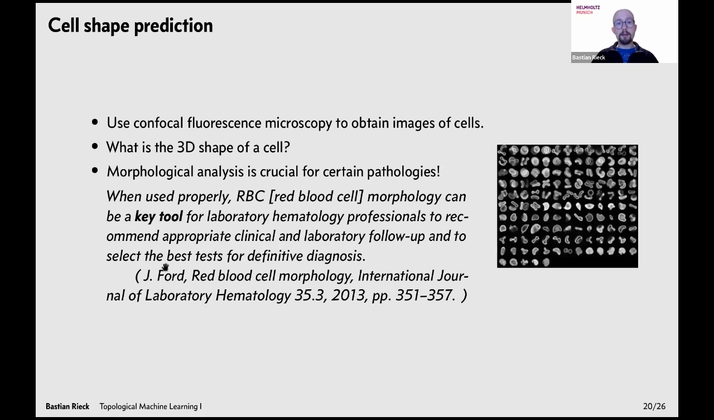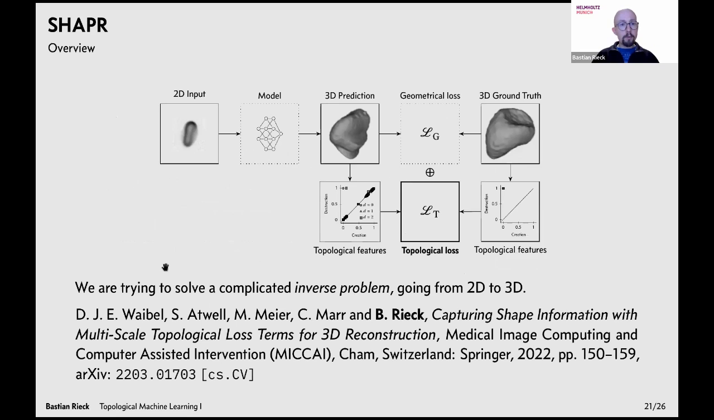So you can take a look at the red blood cell morphology and figure out whether the patient, for instance, is suffering from anemia or even from cancer. All right. How do we do this?